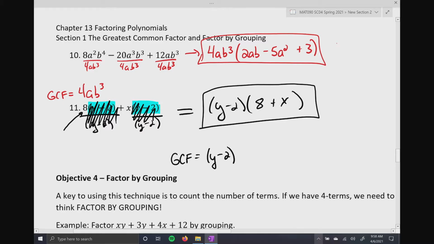So, anytime you see parentheses in your factoring, you have to fight against that urge to remove the parentheses. Because sometimes, like in this problem, it's already factored. You're looking for things that are common between the terms. Remember, that's what you're looking at. Okay? Are there any questions?